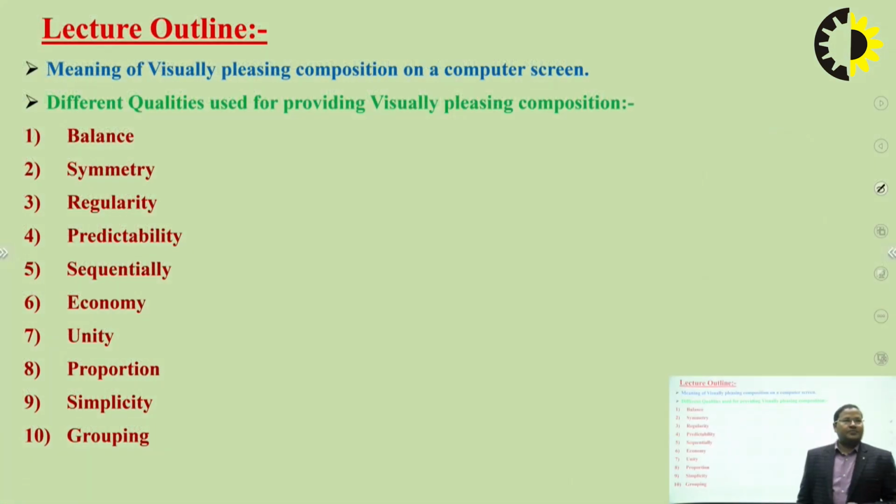In today's lecture, I will discuss the meaning of visually pleasing composition on a computer screen, and the different qualities used for providing visually pleasing composition. There are different qualities like balance, symmetry, regularity, predictability, sequentiality, economy, unity, proportion, simplicity, grouping.